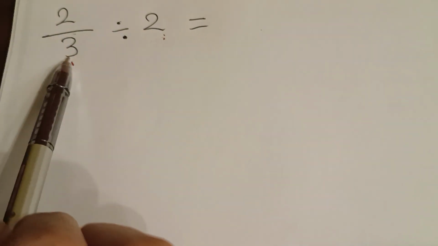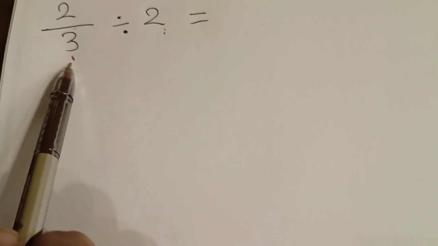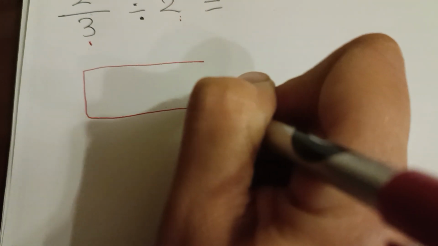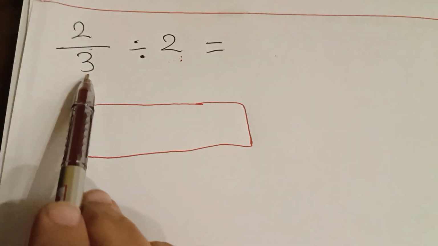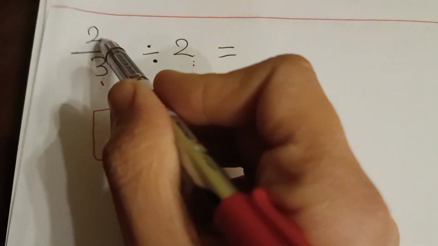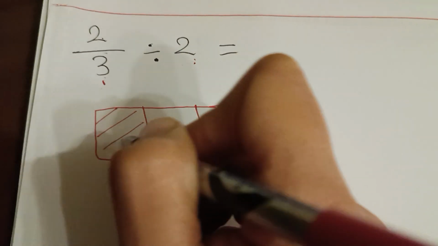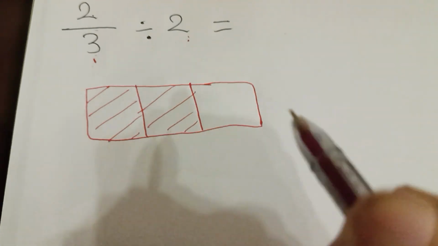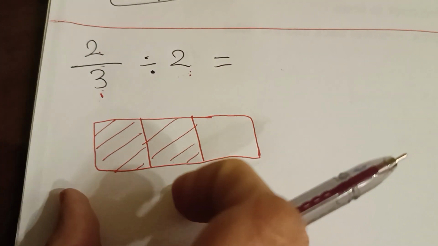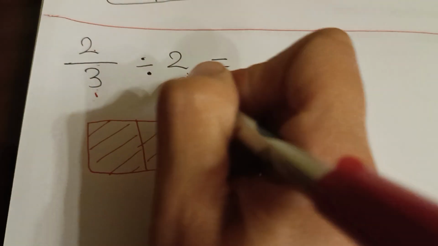To solve it using modeling and a tape diagram, I have to draw the first number, which is the dividend, 2/3. So I'm going to draw this fraction. To draw 2/3, I need only one tape diagram or only one whole. Split it into 3 parts: 1, 2, 3. And color only 2. 1 and 2.